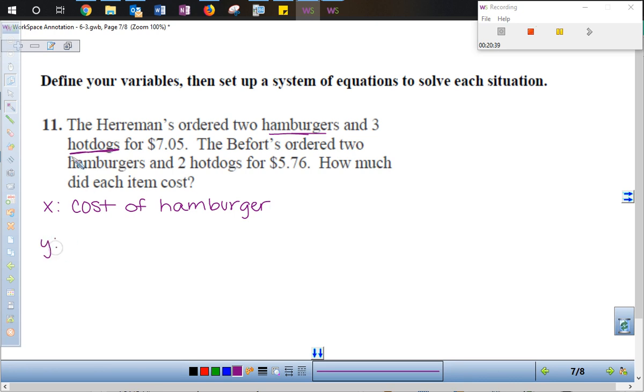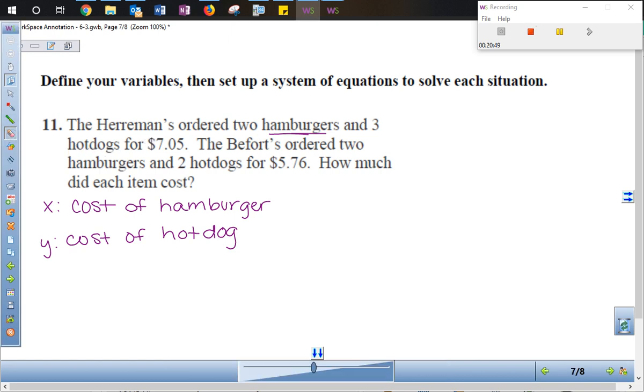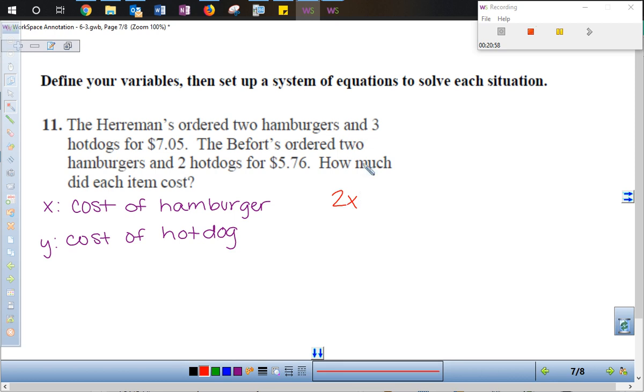That means Y is going to represent the cost of hot dogs. Now that I have variables to represent my unknowns, I can use them to write an equation. So the first sentence says the Harrimans ordered 2 hamburgers, so I can say that's 2x, and 3 hot dogs, so 2x plus 3y, for $7.05. So that's going to equal $7.05.